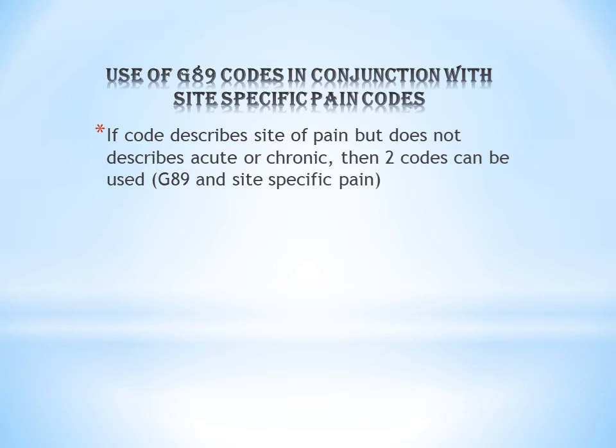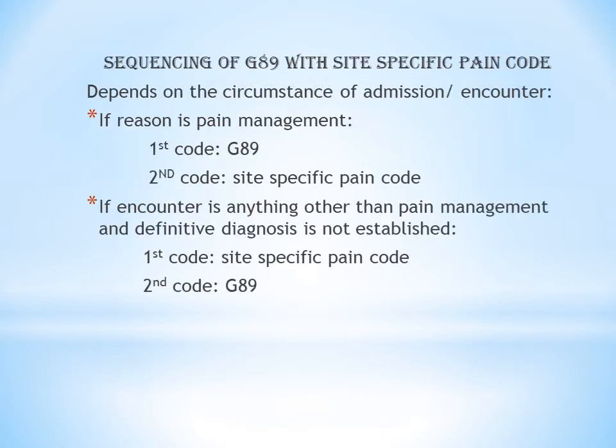So in that case you can give two pain codes. One is to specify acute or chronic, and the second one is to describe the site of the pain, the location of the pain. Next one is sequencing of G89 with the site specific pain code.